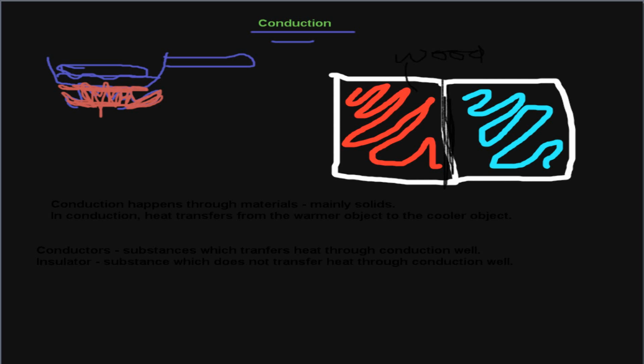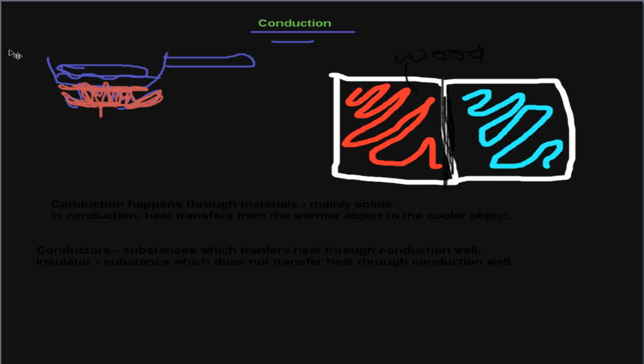So, what makes a good conductor and what makes a good insulator? One of the main ones that the exam really wants you to know is free electrons. As we have said in chemistry, electrons are subatomic particles. I'm going to give you an example. Metals are great conductors of heat.